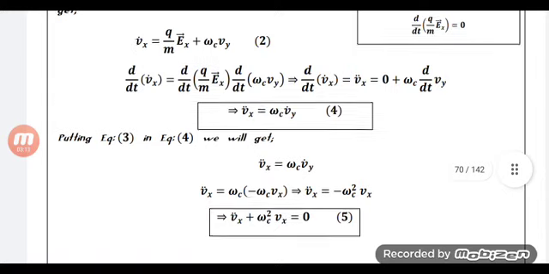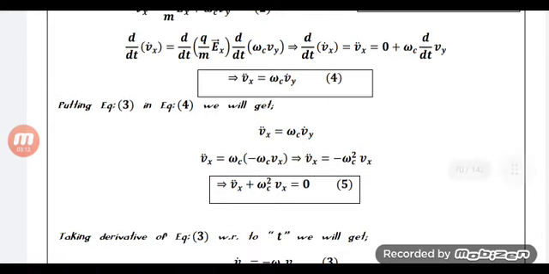Putting equation 3 in equation 4, we get vx double derivative is equal to omega c times minus omega c vx. So vx double derivative is equal to minus omega c square vx. Therefore, vx double derivative plus omega c square vx is equal to 0.